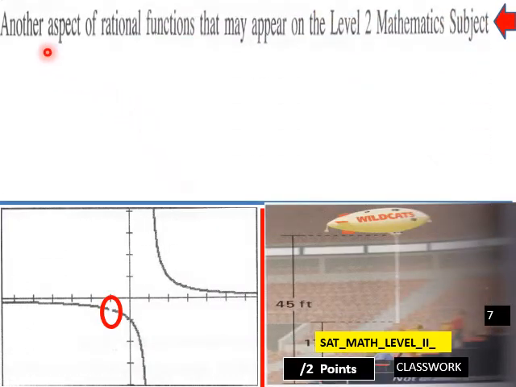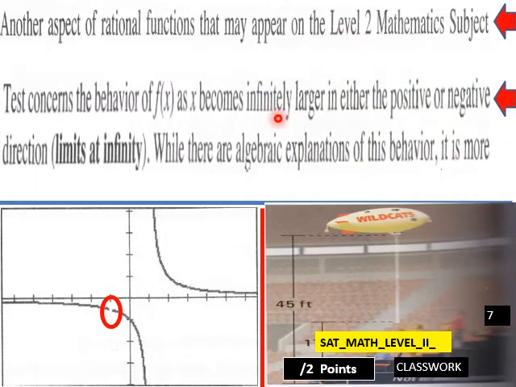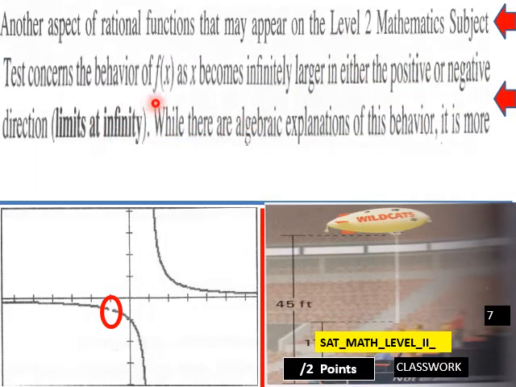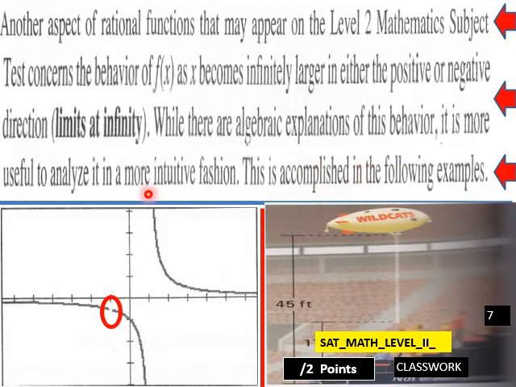Another aspect of rational functions that may appear on the Level 2 math subject test concerns the behavior of f of x as x becomes infinitely larger in either the positive or negative direction, limits at infinity. While there are algebraic explanations of this behavior, it is more useful to analyze it in a more intuitive fashion. This is accomplished in an example.